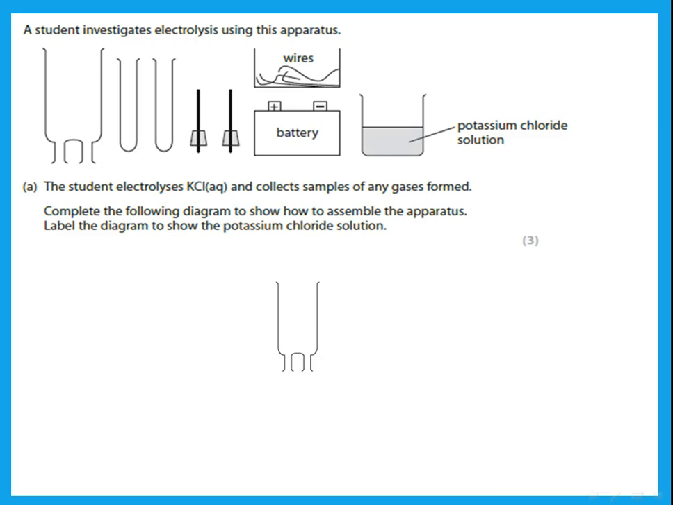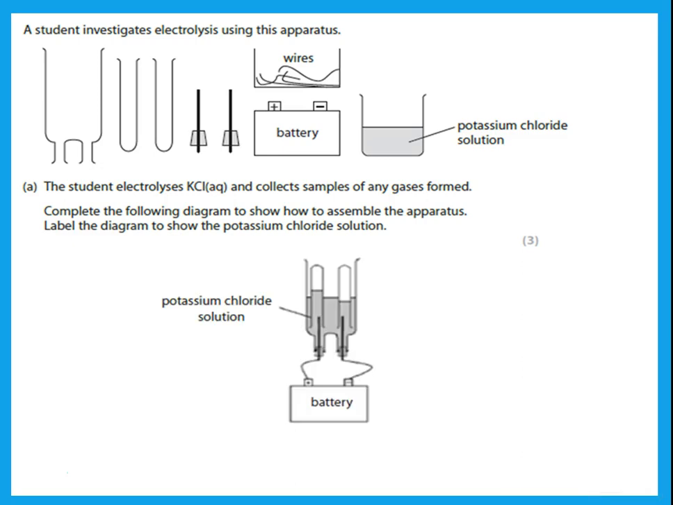He gives you the basic container. You need to put the electrodes into the test tubes attached to the positive and negative end of the battery, and you need to fill that with the solution. So this is the diagram that you're supposed to have.